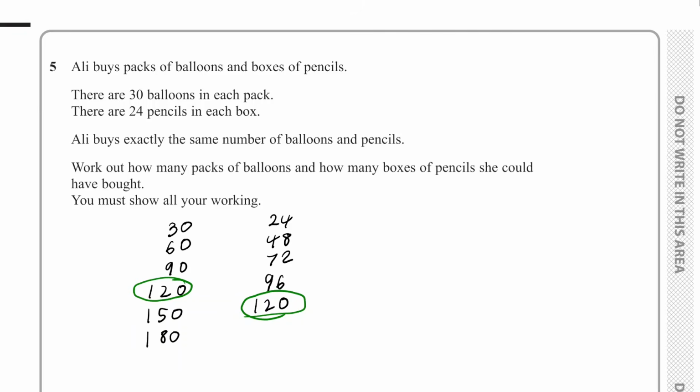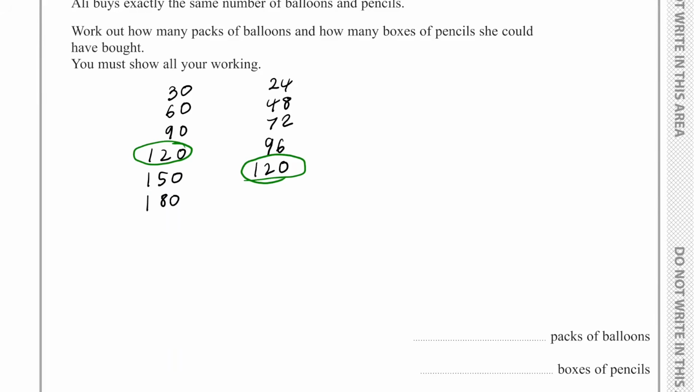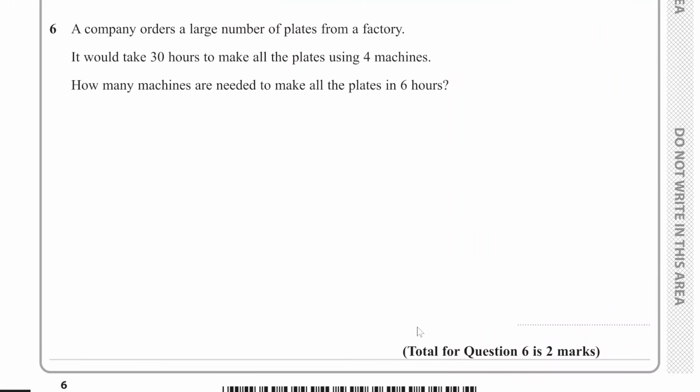It's 4 lots of 30. The fourth one, 1, 2, 3, 4, and it's 5 lots of 24. So Ali could have bought 4 packs of balloons and 5 boxes of pencils. We could also double this and get 240. So we could have got 8 and 10 or 12 and 15. You can multiply it up how many times you want. But for every 4 packs of balloons, we're going to have 5 boxes of pencils.